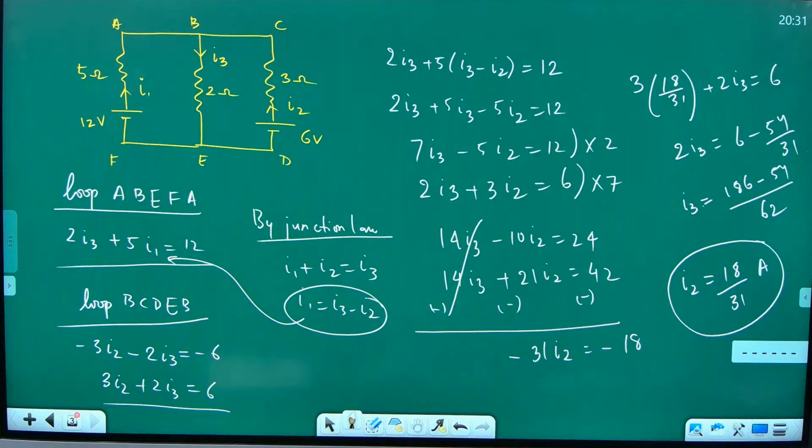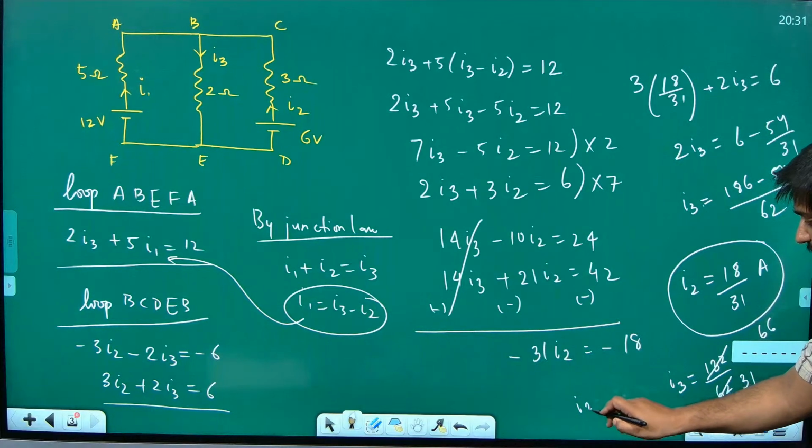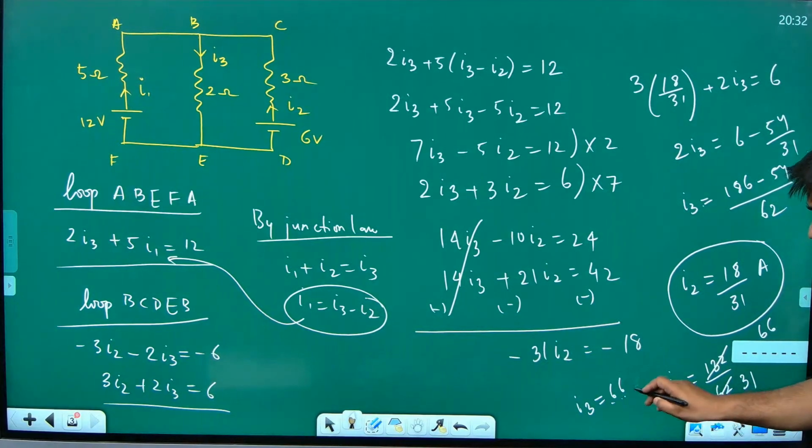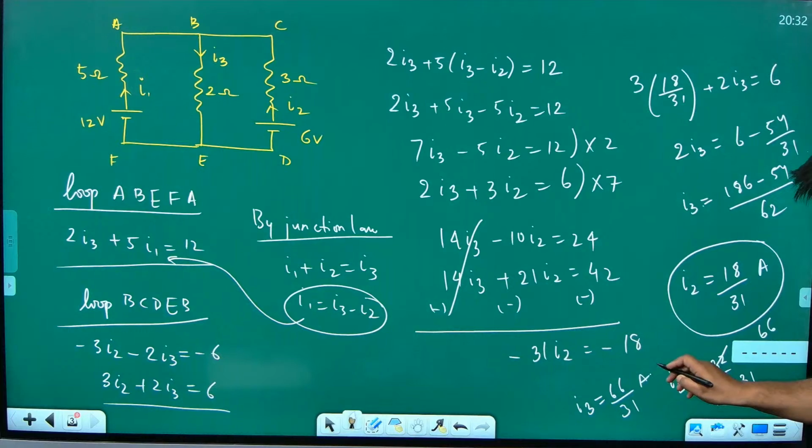2 comes down. What is this? I3 is equal to 132 by 62. Cancel by 2, no? 31, 6 are 12, 66 by 31. So I am getting the value of I3 as 66 by 31. Akhilesh, you got this? Yes, sir.